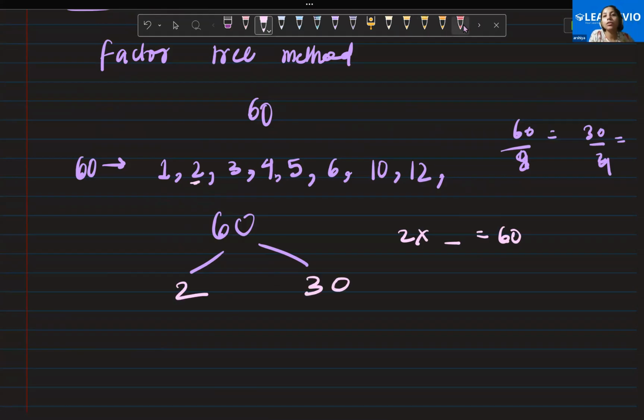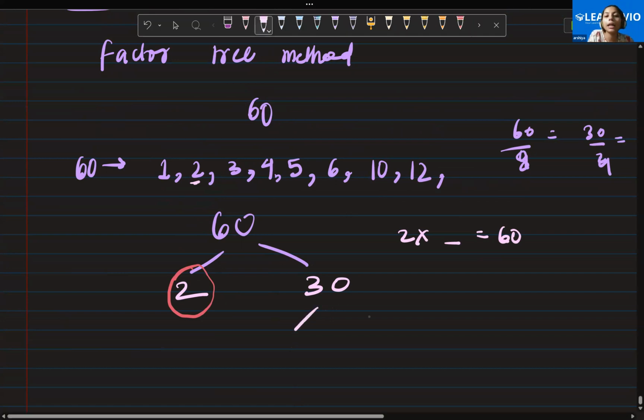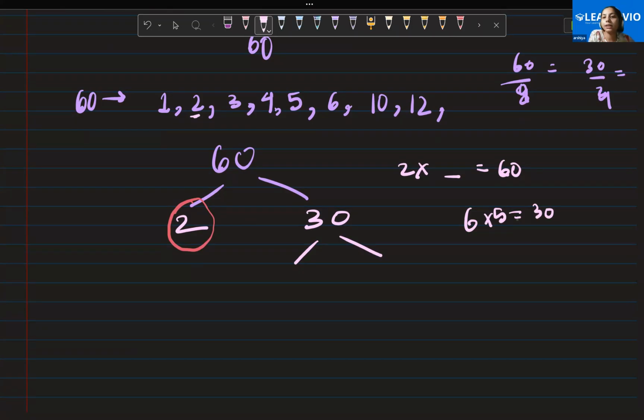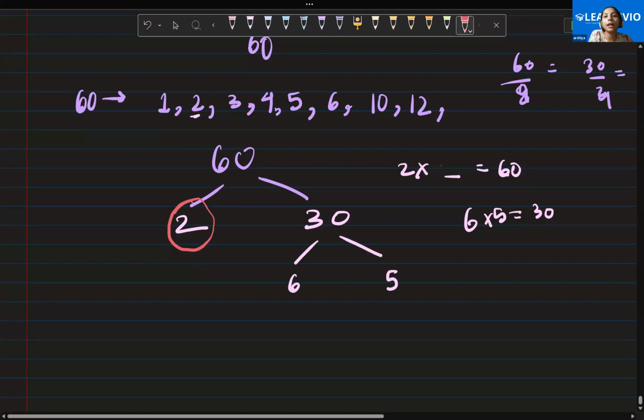Okay. Now, out of these two, 2 is a prime number. So what do we do? We encircle the prime number. Now, 30 is not a prime number, so I'll continue my division here. Now the factors of 30. If I do 6 multiplied by 5, I will get 30, right? 6 times 5 is 30, right? So I'll write 6 and 5. Now again, 5 is a prime number. I will circle the prime number.